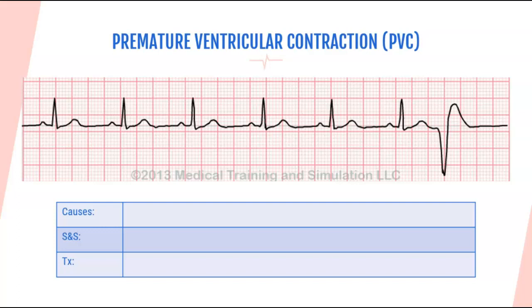The treatment will depend on the type and number of PVCs. You'll treat the cause, so if potassium is causing the PVCs because they are hypokalemic, then the patient will receive potassium. Lidocaine or amiodarone can be given to treat PVCs, and oxygen needs to be applied if there are signs and symptoms of decreased cardiac output.